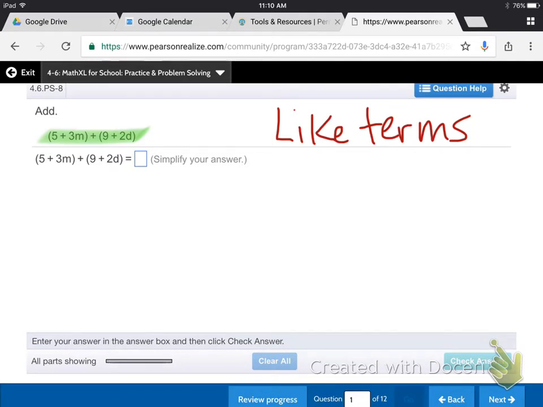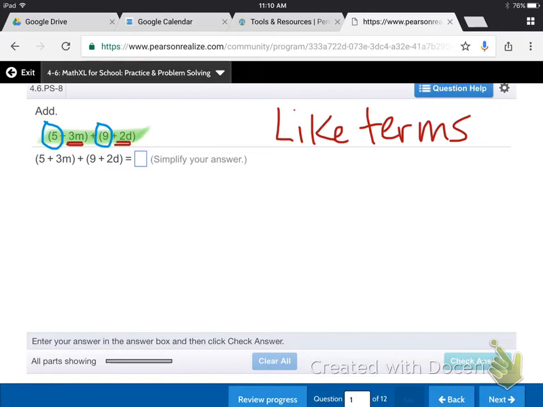If we look at 3m, is there any other term with a variable m? And the answer is no, so there's no like term. And how about 2d? Is there another term with the variable d? No. So those do not have any like terms to add with them. But look at this. We have 5 and 9. Neither of those terms has a variable, and so they are like terms.